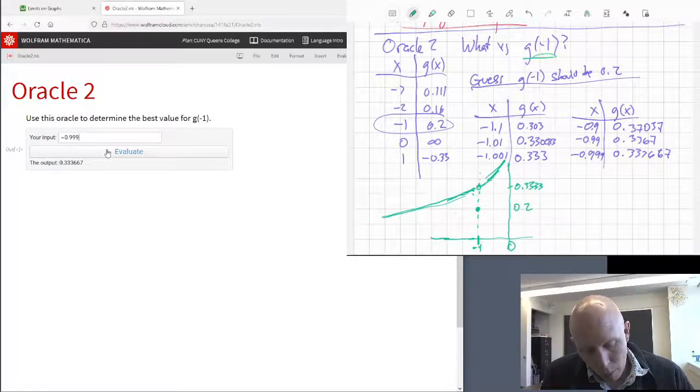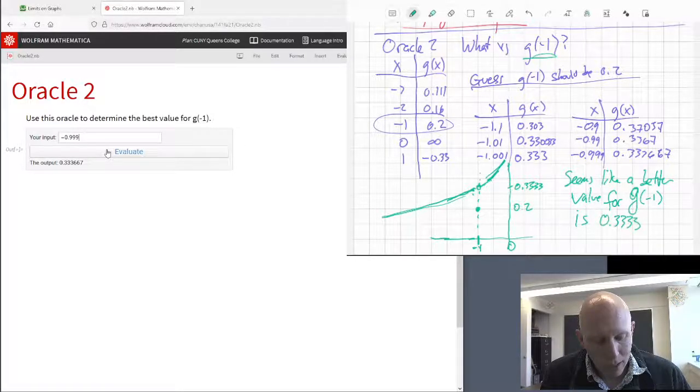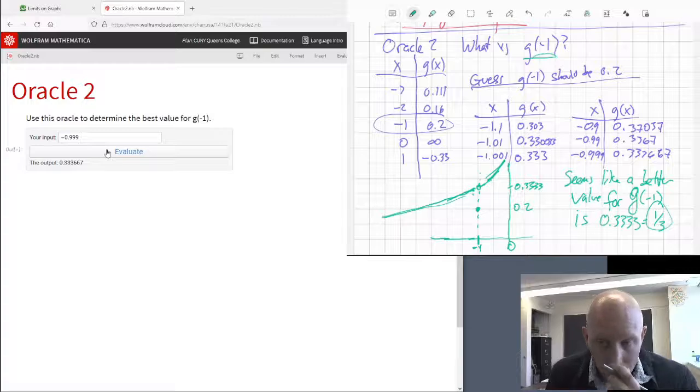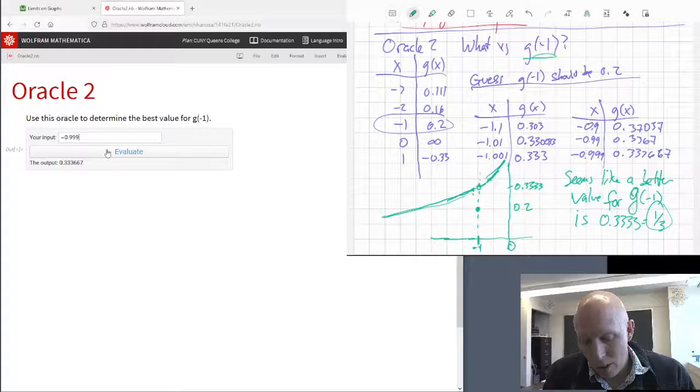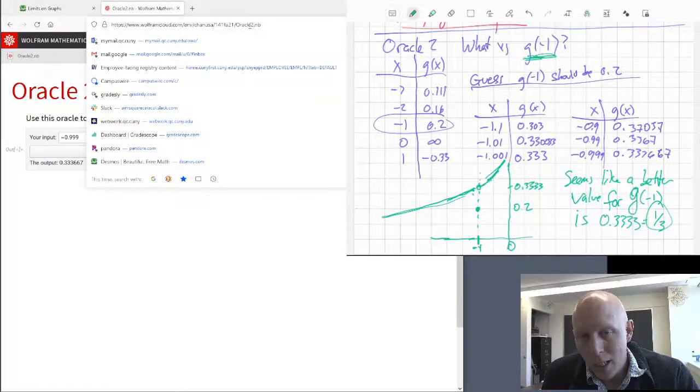So, it seems like a better value for g of negative 1 is 0.3333 or a third. Okay, so that's what's happening in Oracle 2. Even though the function has a value there, that doesn't mean that that's the best value if we ignore what's happening at that point. Alright, let's go on to the next oracle.